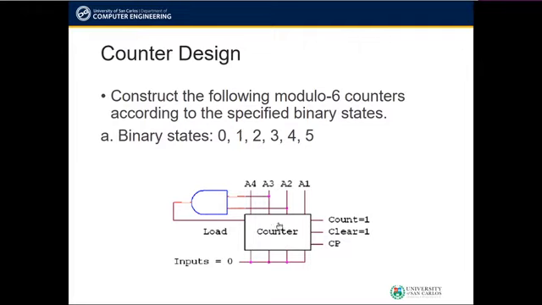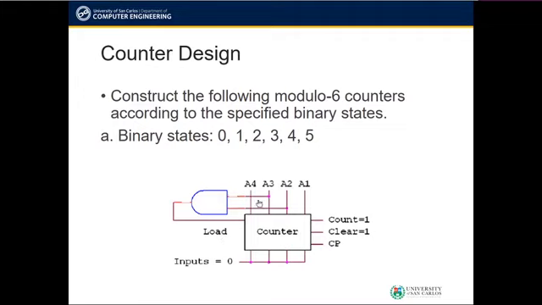Remember that the count of 6 will not be shown at the counter output, because by the time the count becomes 6, the load input is automatically triggered here, thereby loading 0, 0, 0, 0 or binary 0 at the parallel inputs right away.